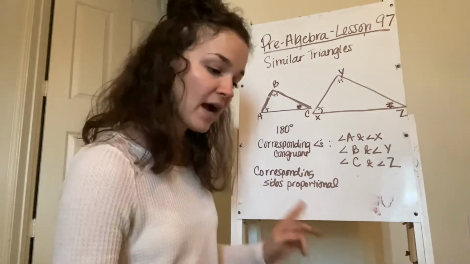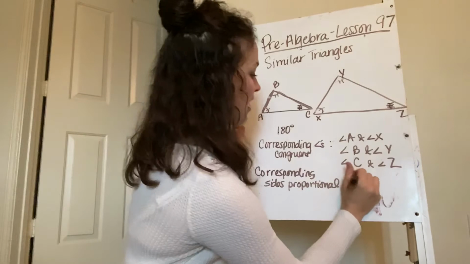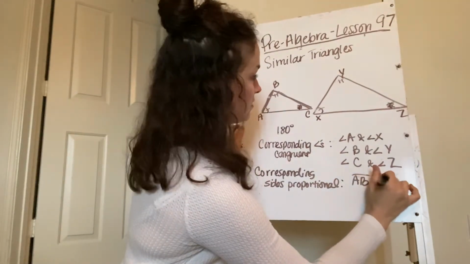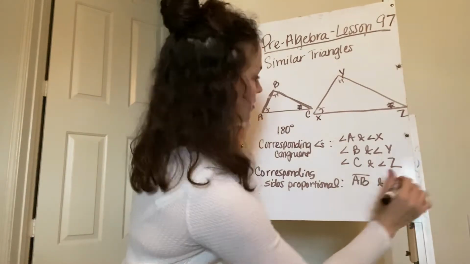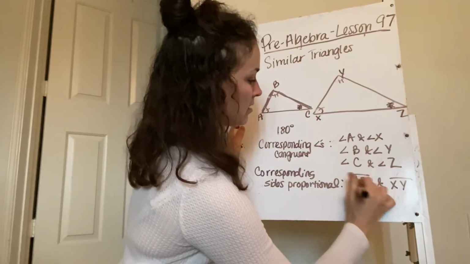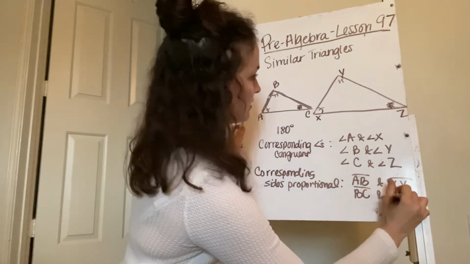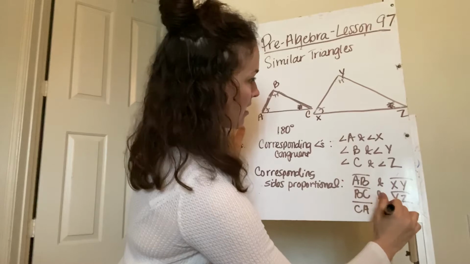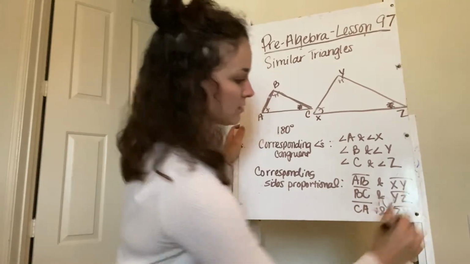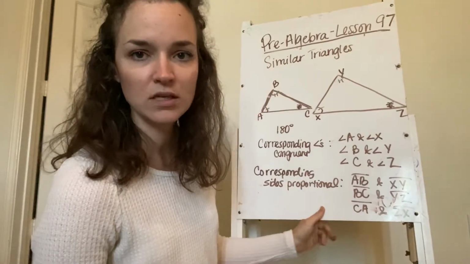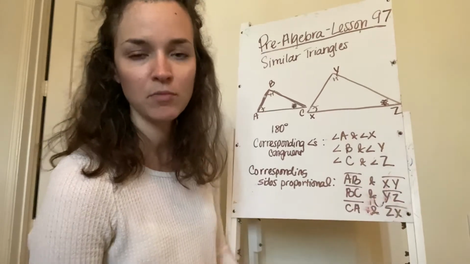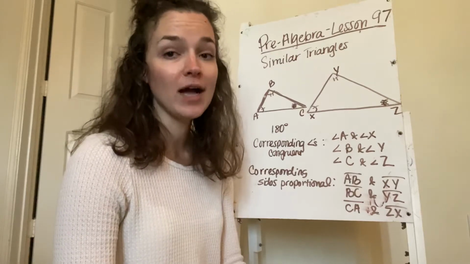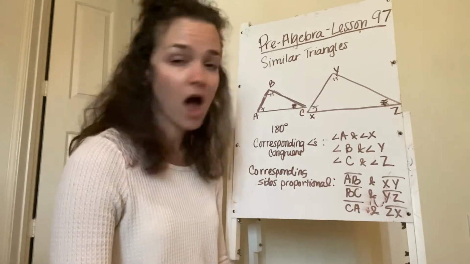So here my corresponding sides would be AB and XY, BC and YZ, and then CA and ZX. Sorry, my board's a little messy down there. Hope you can still see that. Oh, and there's a glare. Let's see if I can. Oh, there we go. Better. Okay, so those are going to be my corresponding sides, and they are, again, proportional, not congruent.